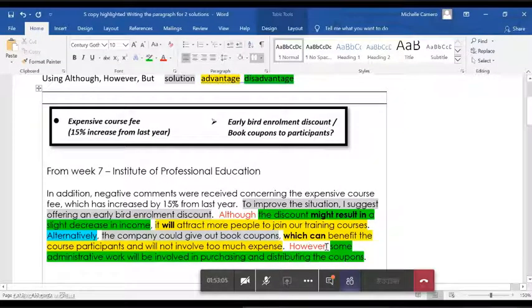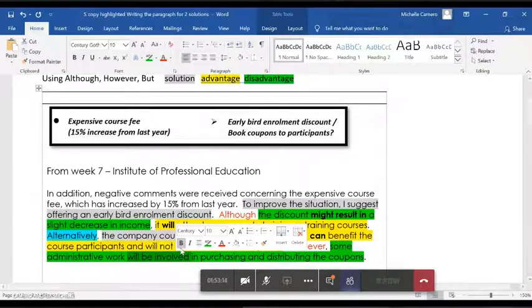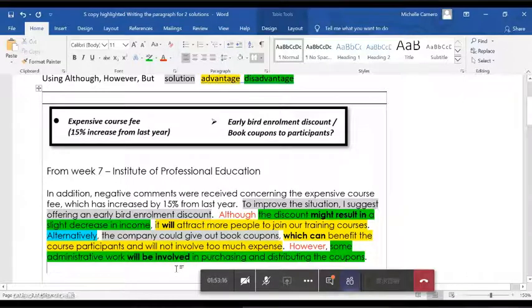What words did they use to introduce the disadvantage here in green, besides the word however? They also used the words will be involved. Now this is passive voice. It says some administrative work will be involved. I'm trying to see if you could say this in active. You could do it this way. However, purchasing and distributing the coupons will involve some administrative work. Then that would be active.